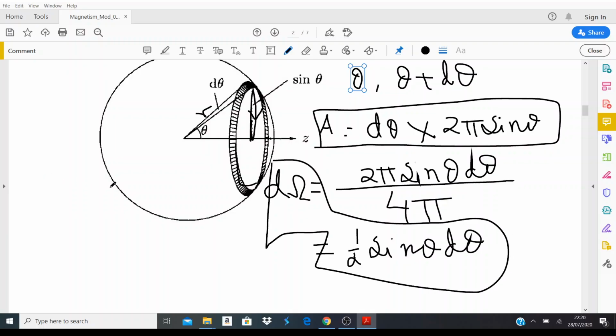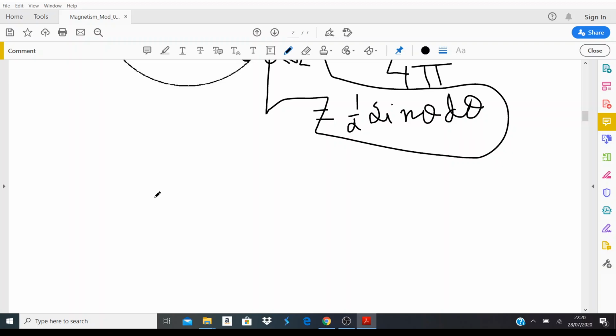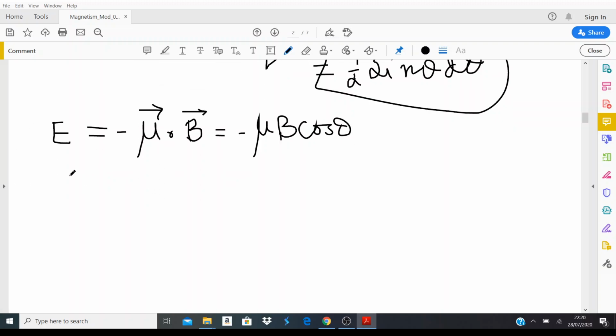Okay. Now let me ask another question which I have discussed in one of the earlier lectures: what is the energy of a dipole moment when you place it inside a magnetic field? So we are trying to calculate the energy of a dipole moment. You remember, this is the dipole moment vector dotted with the magnetic field vector, right? If we expand the dot product, this is mu B cos theta. This is the energy of the dipole in a magnetic field B.